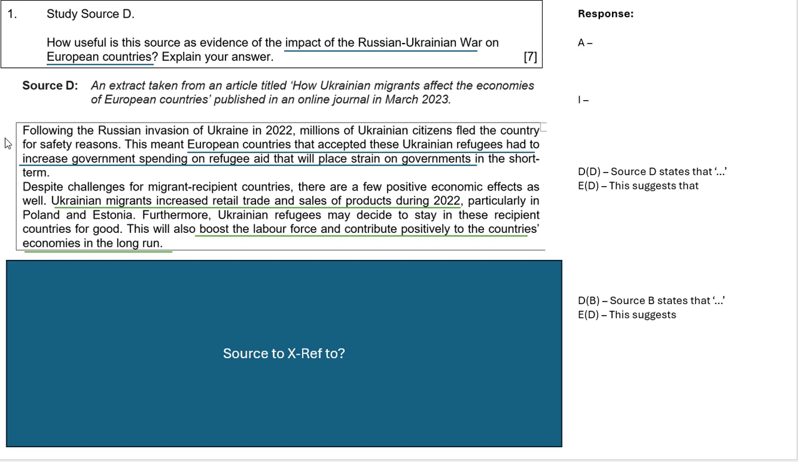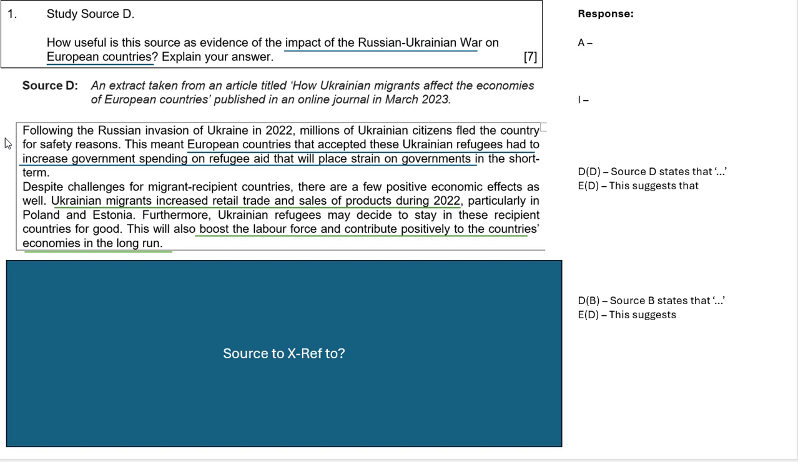So which source can we actually cross-refer to? Study the sources very carefully. You might want to pause the video here. Choose the most appropriate source that basically deals with the same issue, that we can cross-refer to. If you choose the wrong source, sometimes you basically lose this particular level.